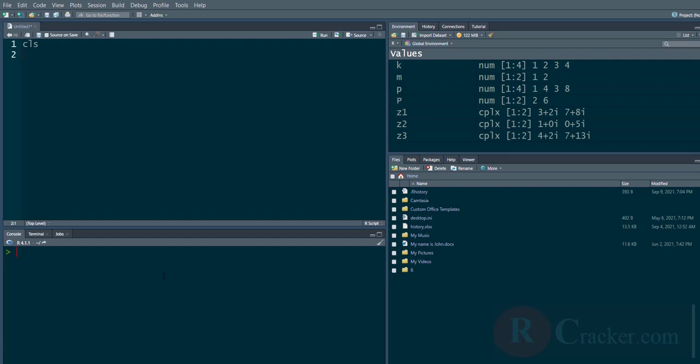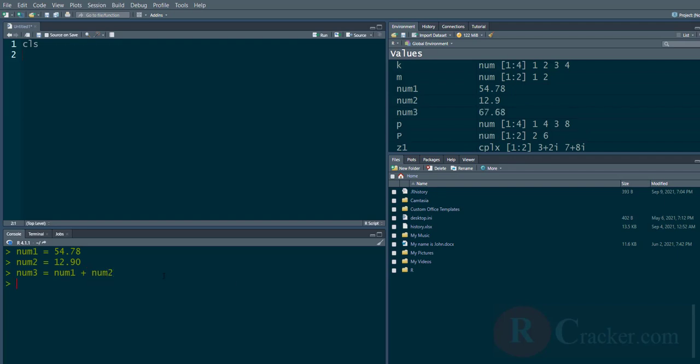First, I will show you how numeric data are added. Of course, I've already demonstrated this, so I want to couple this up with other examples as well. Suppose you've got number 1 as 54.78 and number 2 as 12.90, and number 3 is equal to number 1 plus number 2, and you want to print number 3. So the value is 67.68.